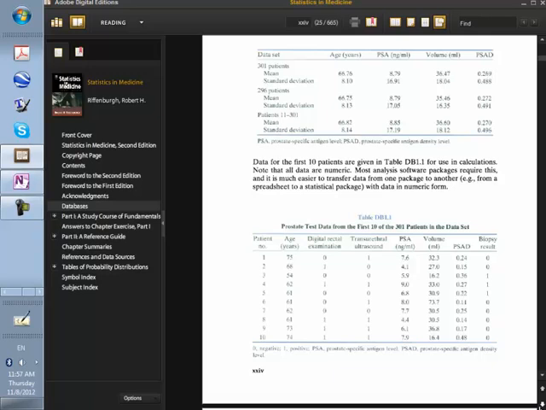What do we mean by mean there? 66.76. What does this refer to? The average. What average? Age. Age of where? Which patients? Every patient? Just these patients. So how do we call it specifically, this number? It's a sample average. It's the sample average of their age.